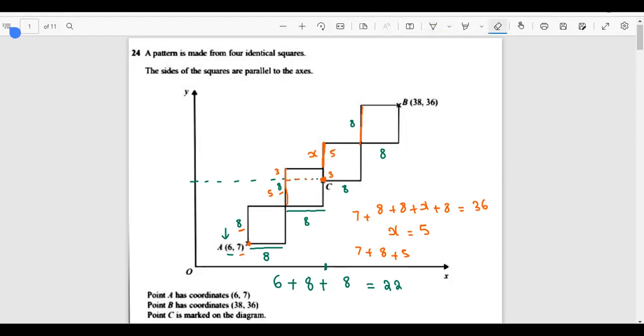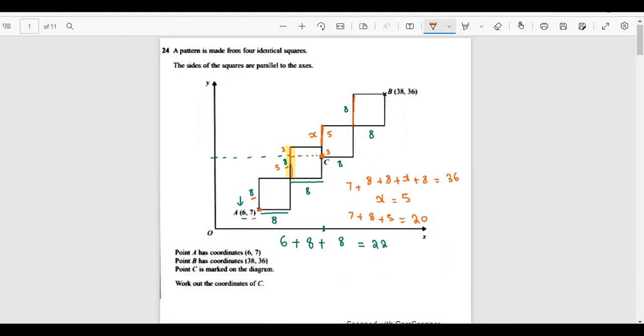Yes. So it is not, 8 is the full length. 8 is this full length. I'll just highlight it. 8 is this full length, and it is divided into 3 and 5. So we are only interested in the 5 part. So it would be this, and that is 20. So the coordinates of C are going to be 22 and 20. That is the correct answer. Any doubts with this one? No, I think I got it.